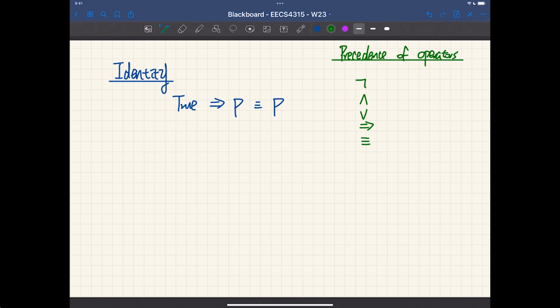conjunction? Which means I want to have some form like this. Conjunction here, if I have P over here, how do I get to the original P? What should be here? True or false? True, right? Good. What about the identity for disjunction? Should be symmetric, right? False.